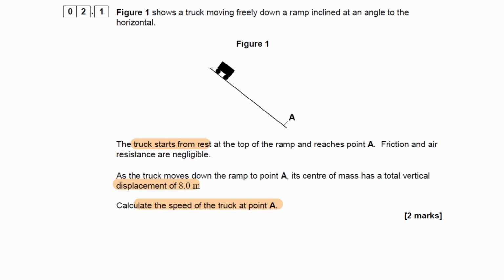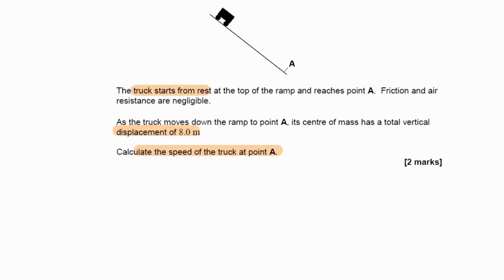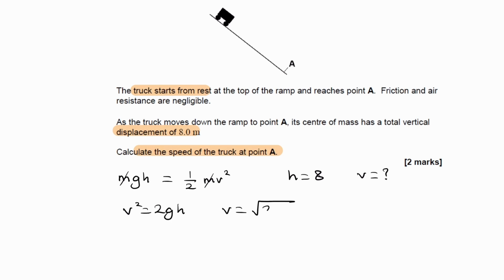Okay, so how we would solve this question is by considering conservation of energy. The truck loses gravitational potential energy, and it gains kinetic energy. The height in this case is 8. We're trying to work out the final speed. We can cancel out the m's, move the 2 to the other side, so v will then be equal to the square root of 2gh, so that will be 2 times 9.81 times 8, and that will be 12.5 meters per second.